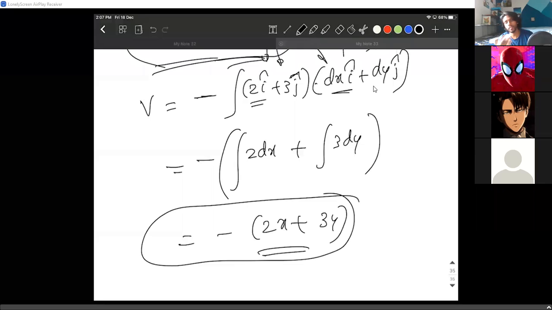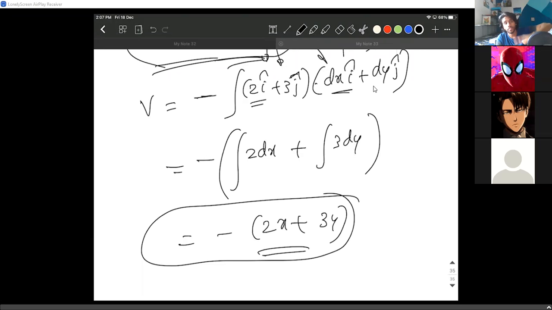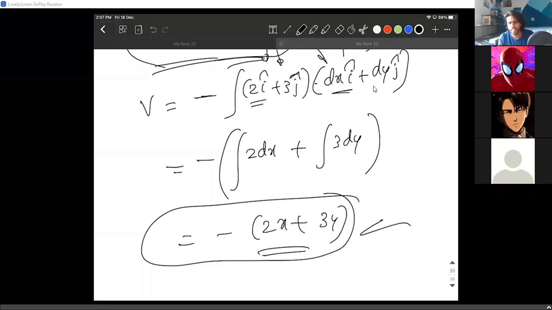Why don't you, for practice, take some potential equations, try to convert them into field, and take some field equations, convert them into potential equations, just for practice, okay? Again, these are some high standard ideas for you people. You don't really need it.